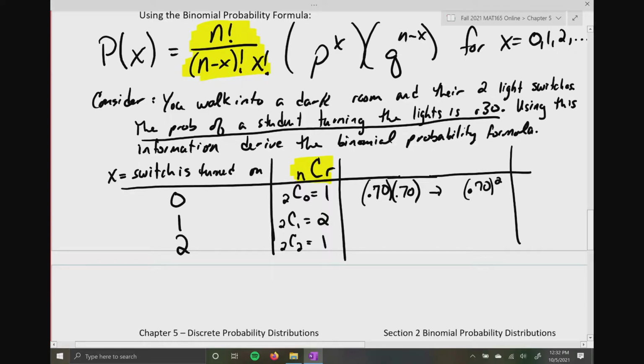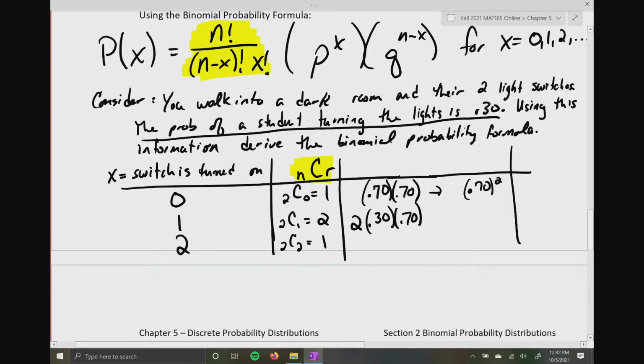So for the second case, we have 0.30 times 0.70. In other words, one of the switches is going to be turned on, and the other switch will be turned off. And here's the beautiful part about this. We know that it can occur 2 different ways. The first switch on, the second switch off, or the first switch off, the second switch on. So I'm going to multiply this by 2.